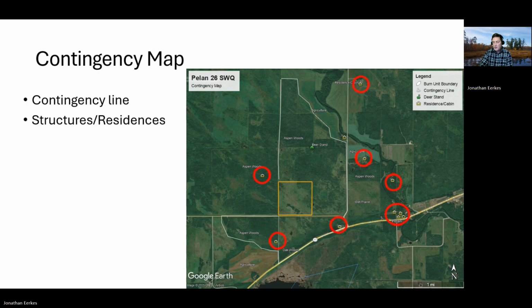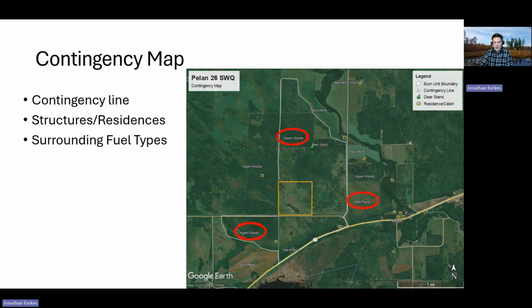Next, highlight any structures or other resources that would need protection if there was an escape. Next, label the surrounding fuels.